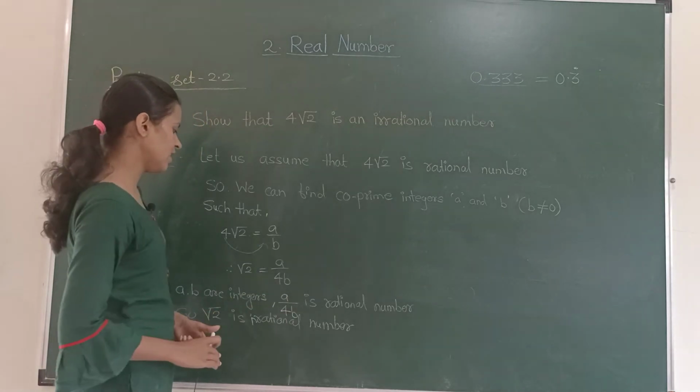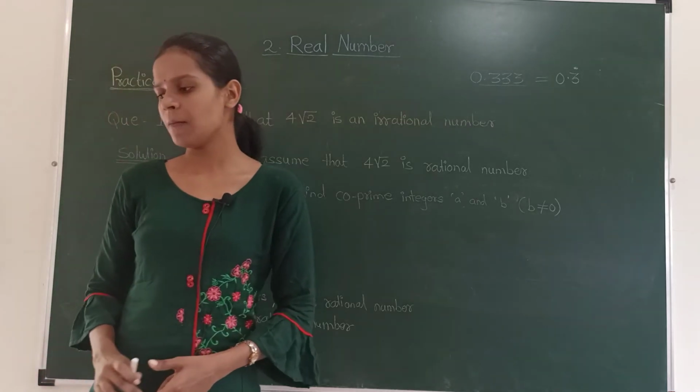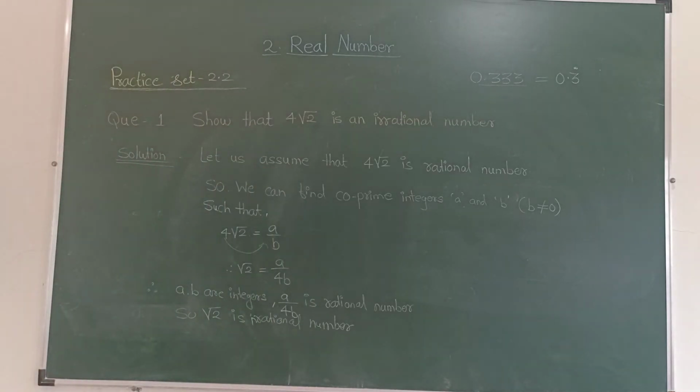So root 2 is a rational number, which is a contradiction because root 2 is an irrational number. That's how we have proved that 4 under root of 2 is an irrational number.